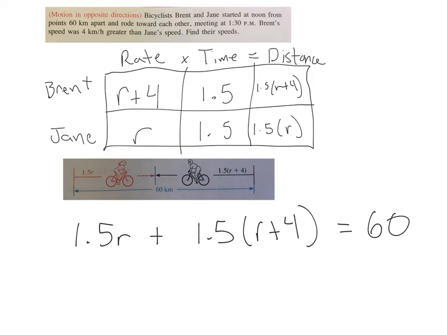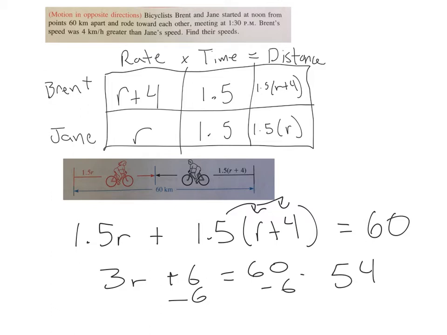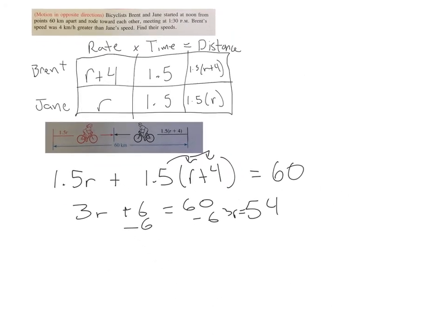And then we can go ahead and solve. 1.5, do distributive property here, 1.5r plus 1.5r, that's going to give us 3r. 1.5 times 4 is 6, equals 60. We can subtract 6 from both sides, and we get 54. So 3r equals 54. Divide both sides by 3, and r equals 18.